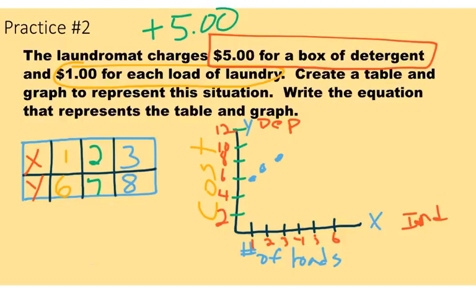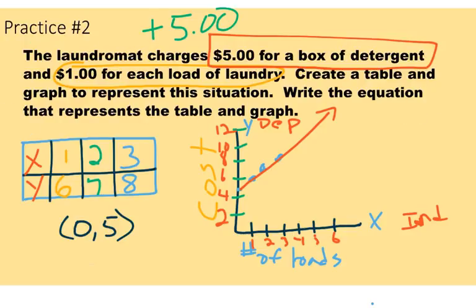Now let's think about, I don't have it in the table, but what if the x had been a 0? Let's say the x was 0, or the input was 0. Well, in this case, even though you haven't done a load of laundry, technically you have to spend the $5 before you do any loads of laundry. So it would actually be a 0, 5. So at the origin, we don't go right or left. It's a 0, but then we go up to the 5, and that's where we would start this graph at 0, 5. And we could draw a line, and it would continue on in that manner. So this is your graph, and this is your table that represents this real-world situation.